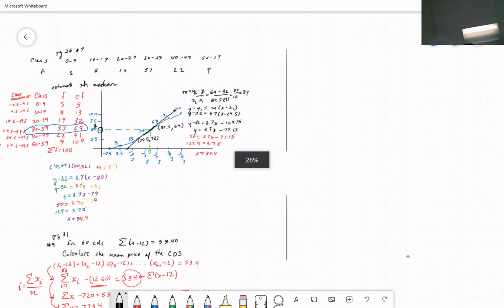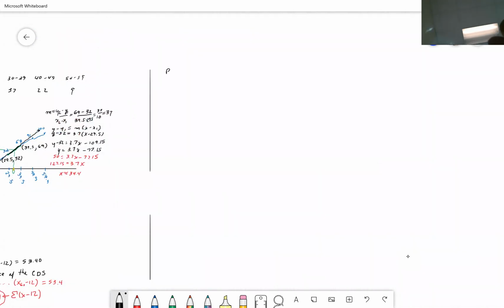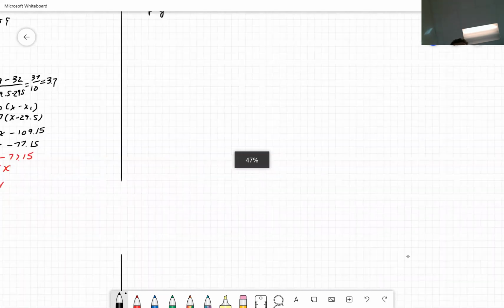Okay, so I'm going to go ahead. This is page 35, number 5. For this question, they give you a frequency distribution. I'm going to do it vertically, and the book has it horizontally, but it doesn't matter.